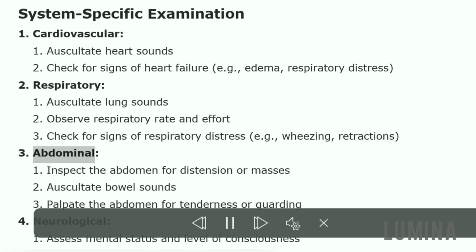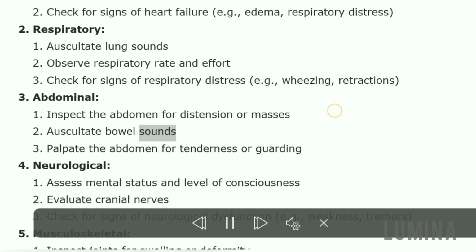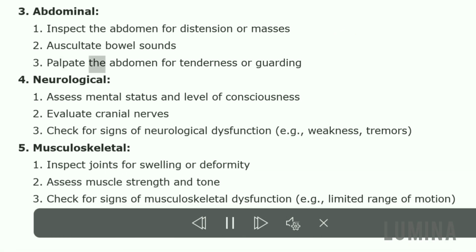3. Abdominal. 1. Inspect the abdomen for distension or masses. 2. Auscultate bowel sounds. 3. Palpate the abdomen for tenderness or guarding.